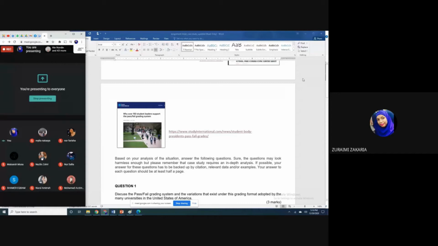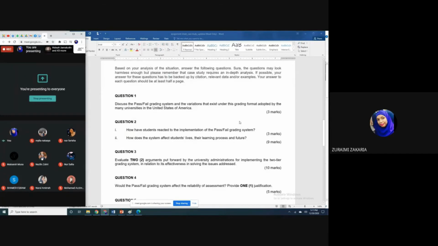Okay, and when you are taking someone's opinion ataupun when you are talking about one particular source punya statement, then please make sure that you cite appropriately. Kita letak citation yang dalam kurungan tu. Okay, please refer to APA standards on how to do this. Okay, so let's look at the questions.